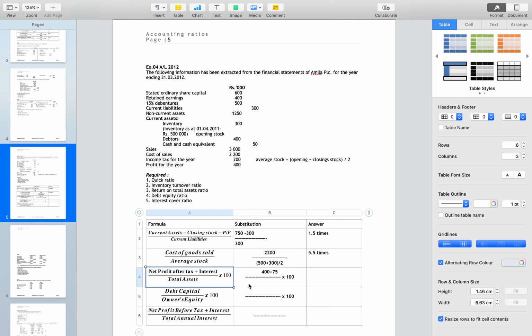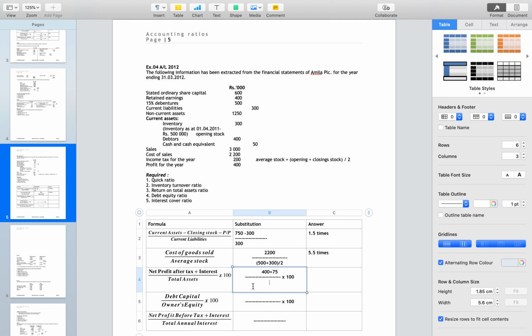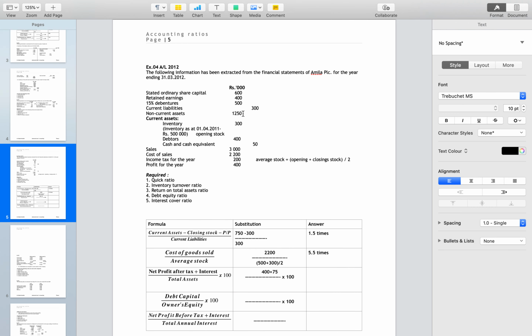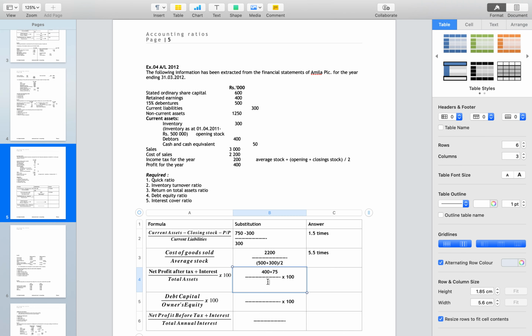Last question also we discussed, what do you mean by total assets? Total assets is normally current assets and non-current assets. Non-current assets they have specifically given, as you can see over here, 1250. Current assets, remember we took that in our earlier ratio, which is 750. So 1250 non-current assets plus 750 current assets gives a total asset of 2000. Again use your calculator, multiply, and you get your ratio over there.